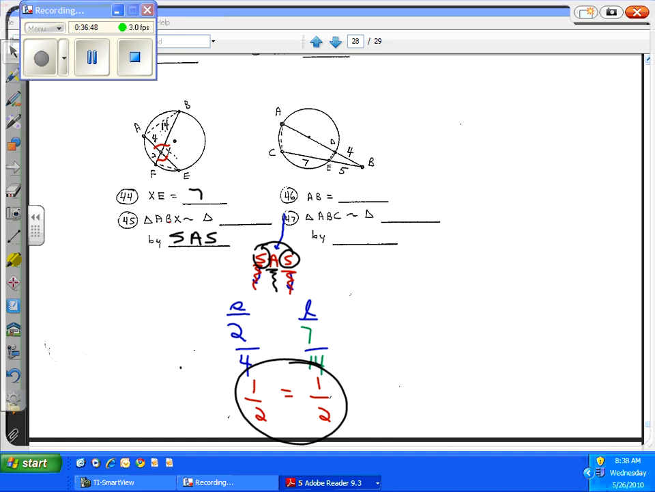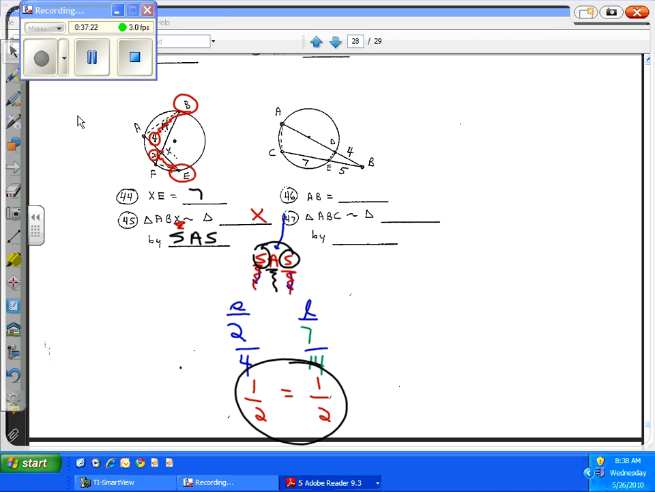We need to name the similarity. The most obvious is the vertical angles. So X was last, so this X is last because they were vertical. We want to do the most obvious first. After that, what we have to do is look opposite the small and the small, and look opposite the large and the large.